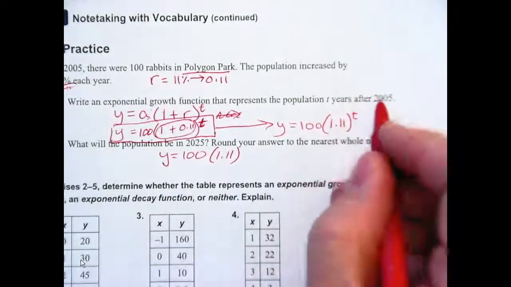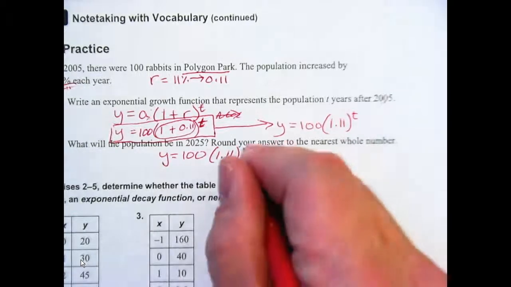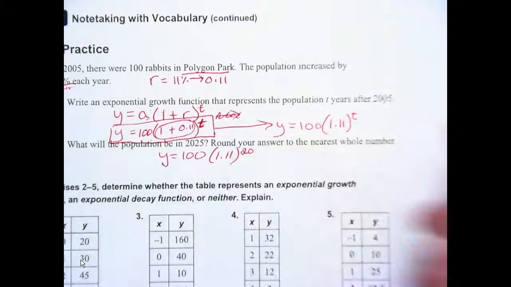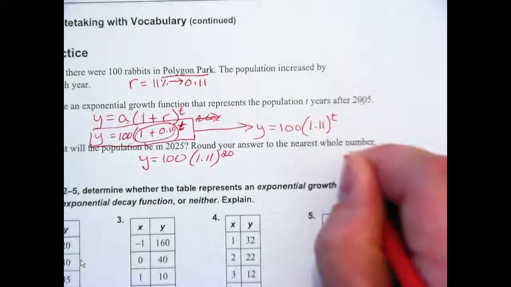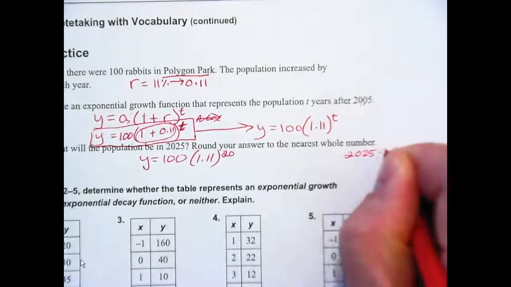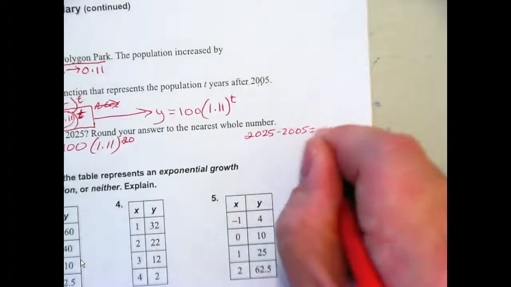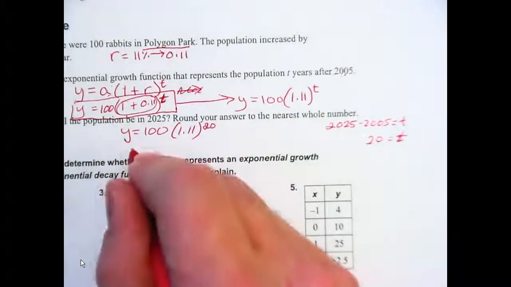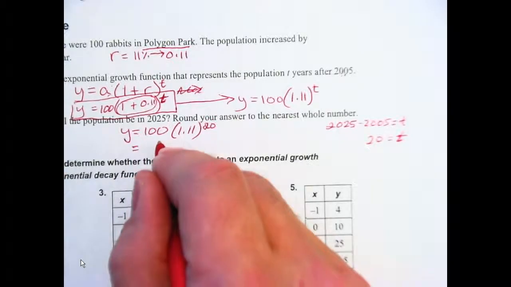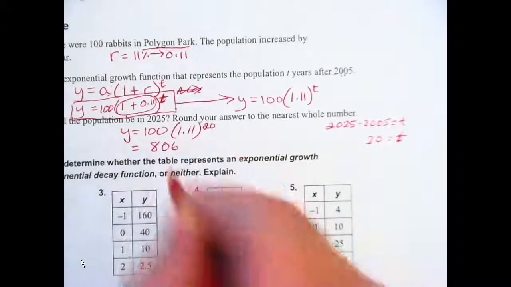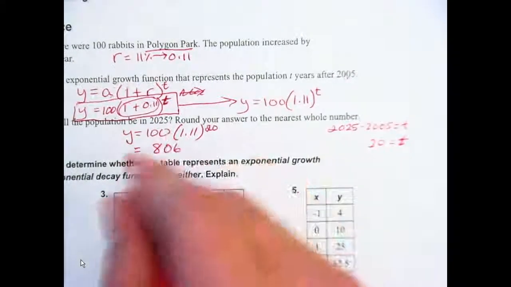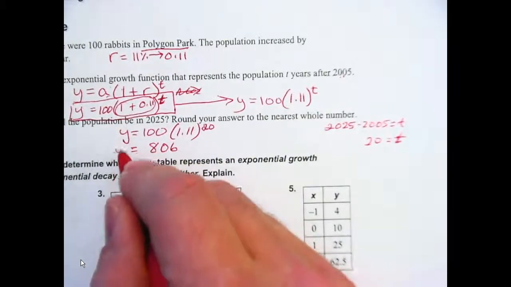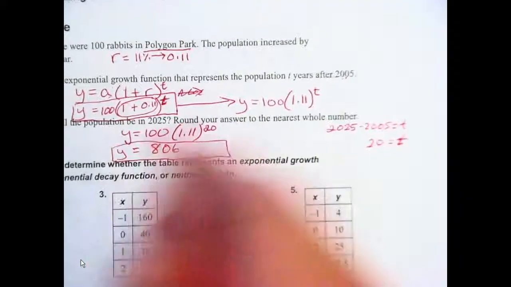All right. 2005 to 2025 is? 20 years. T equals 20 there because we're taking 2025, subtracting 2005. That gives us our T value. So in this case, T is 20. Okay? So we put the 20 in. What do we get? 806? Is that to the nearest rabbit? Yeah. All right. It's like point what? Unless you want .26. Yeah, we don't want that.